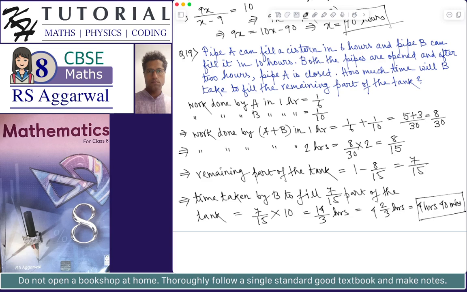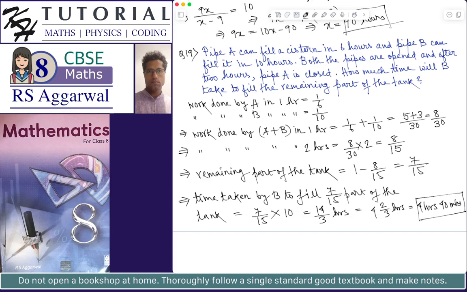So work done by A in 1 hour is 1 by 6, and work done by B in 1 hour is 1 by 10. So work done by A plus B in 1 hour is 1 by 6 plus 1 by 10, which is equal to 5 plus 3, 8 by 30.